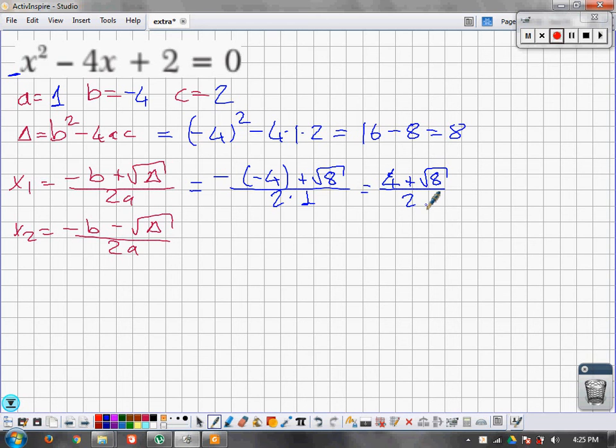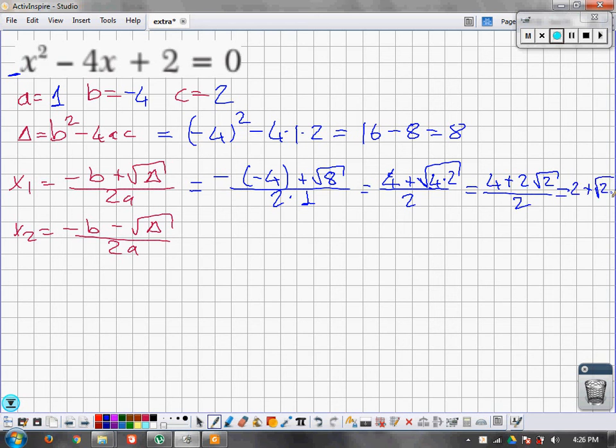If you write until here, it's okay for me, but remember that instead of 8, we can write 4 times 2. You can move 4 out as 2. So 4 plus 2 square root of 2 over 2. Both of them are divisible by 2. So 4 by 2 is 2, and 2 by 2 gives square root of 2.